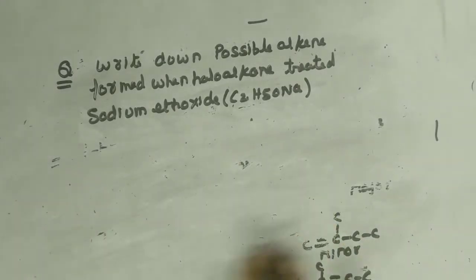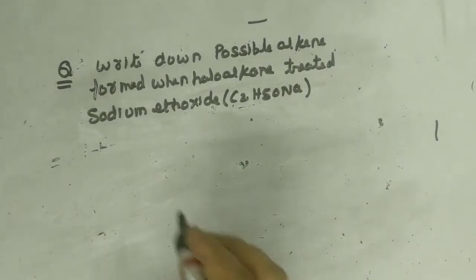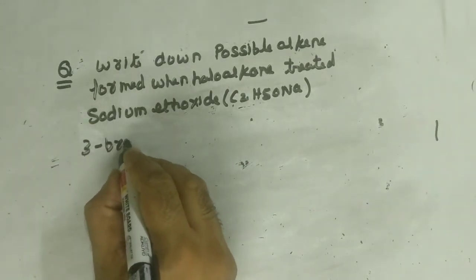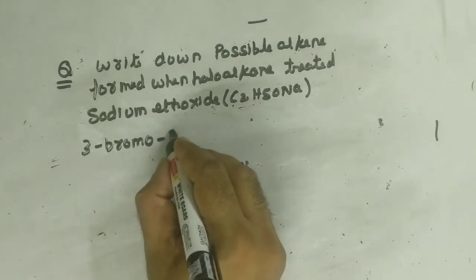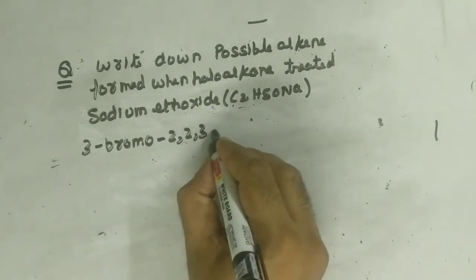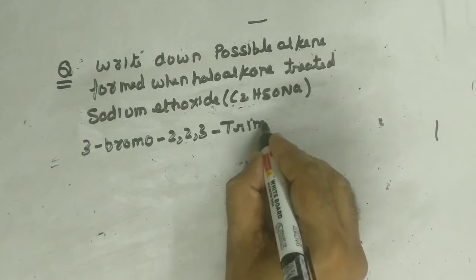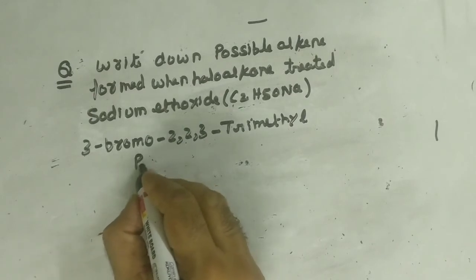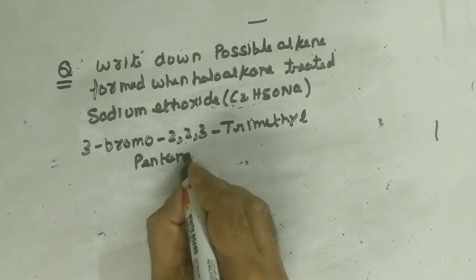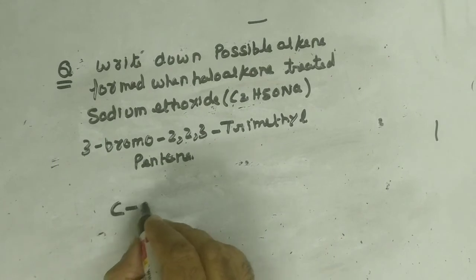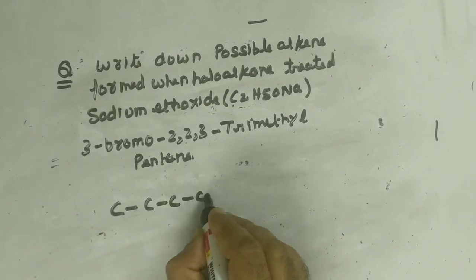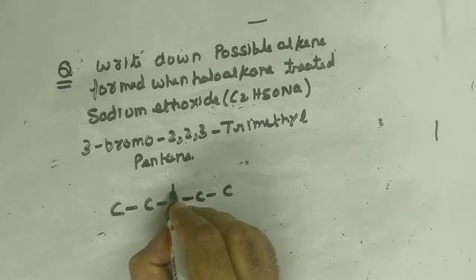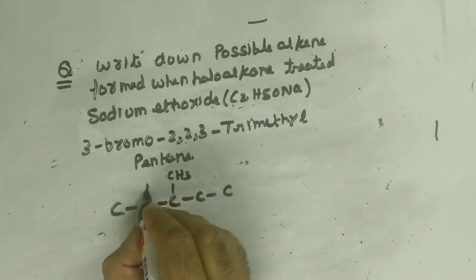Now let us see the last example which is given in the NCERT. It is 3-bromo-2,2,3-trimethylpentane. Let us draw the structure. Pentane means 5 carbons, 1, 2, 3, 4, 5. Third position Br, this is Br. There is a methyl group over here, and we have got 2 methyl groups over here also.